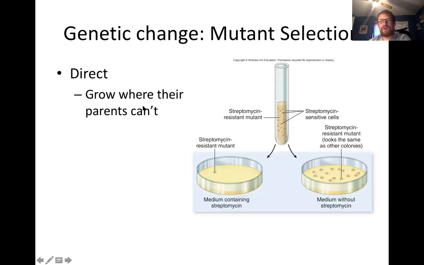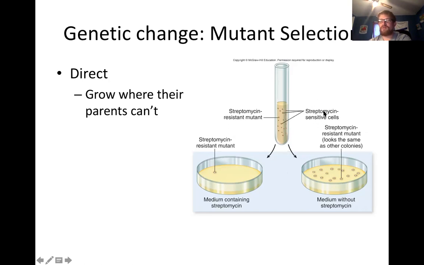Before we talk about indirect selection, though, and auxotrophs and prototrophs, what I want to talk about is direct selection. The best way to look at direct selection is that these mutants can grow somewhere where their parents can't. A great example of looking at bacteria via direct selection is looking at antibiotic resistance. Here you have a liquid culture that contains two types of cells: a streptomycin resistant mutant, streptomycin being an antibiotic, and a streptomycin sensitive cell, right?